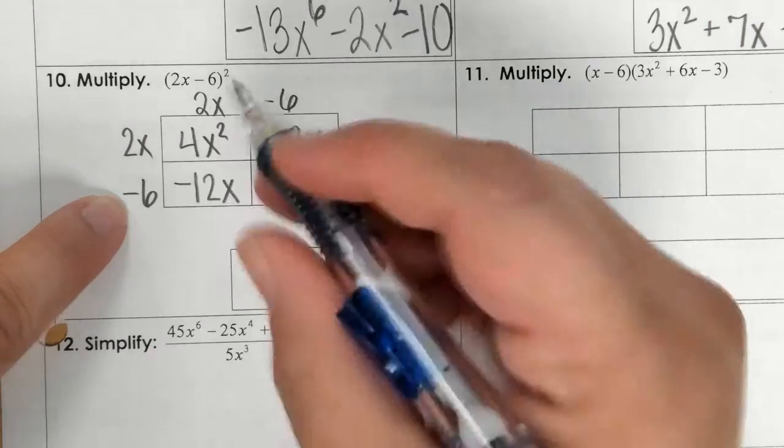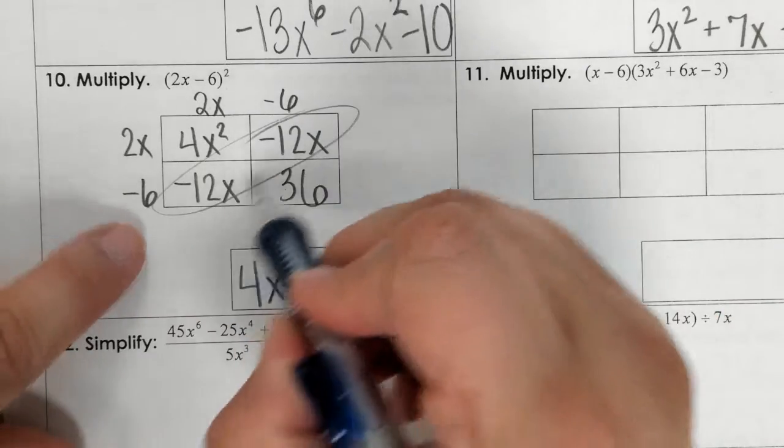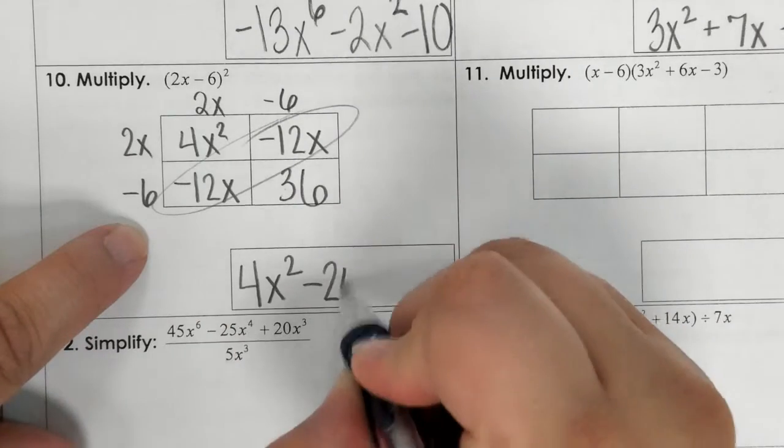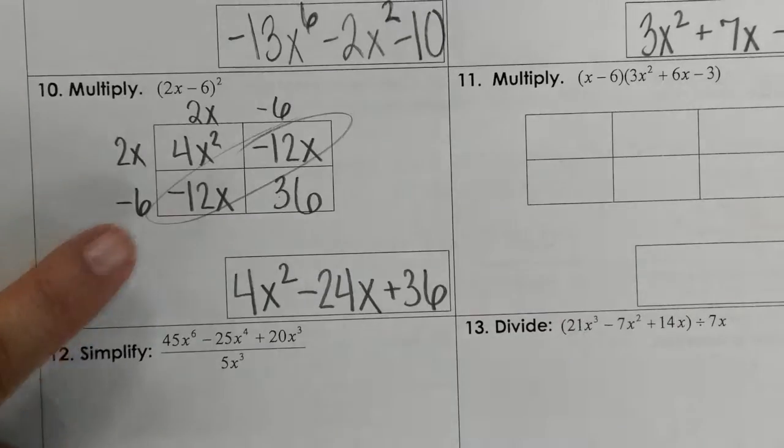So we're going to start with that 4x squared. Combine these two like terms. That makes negative 24x. And then you get your 36 at the end.